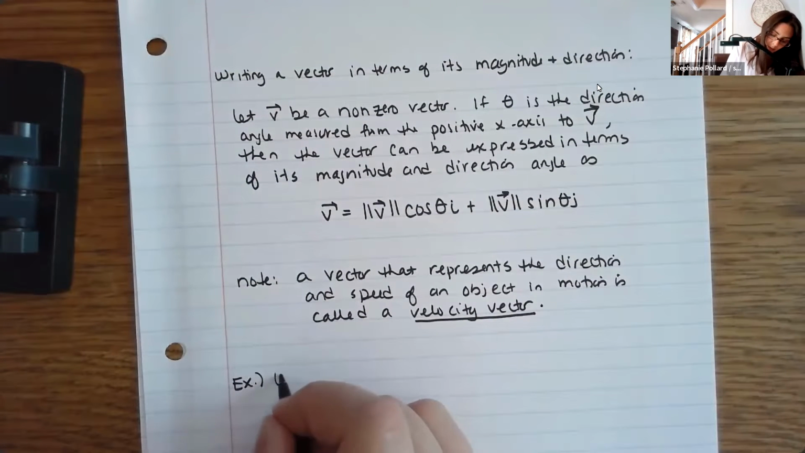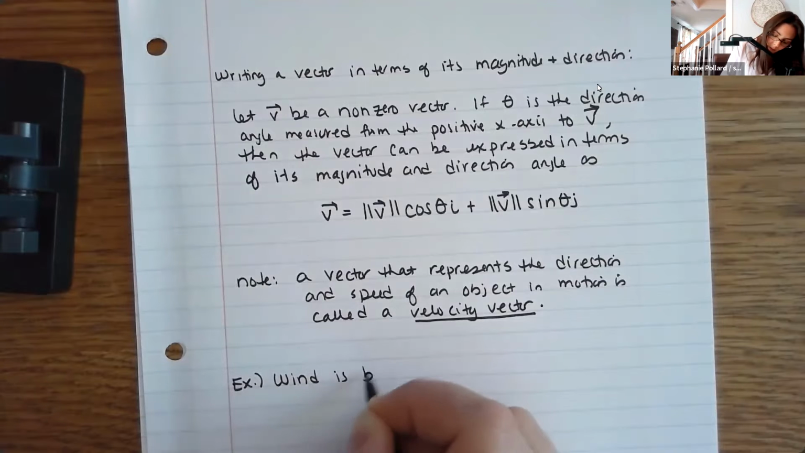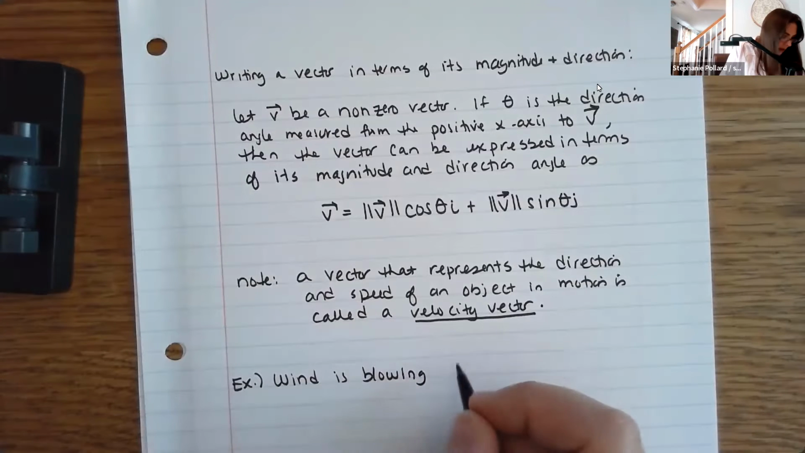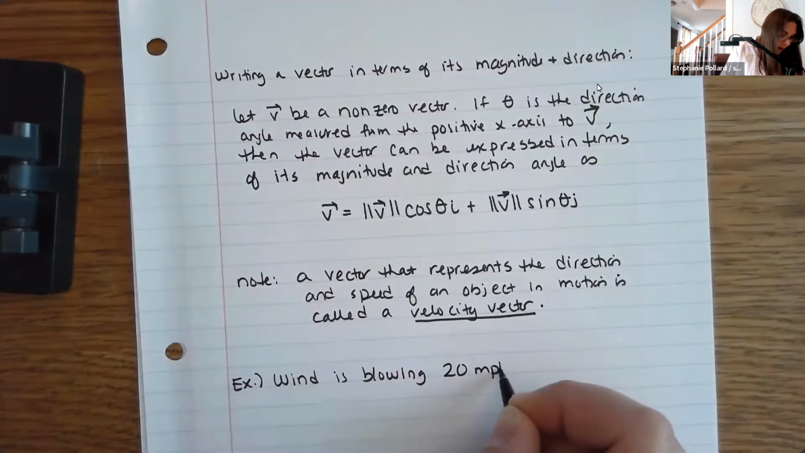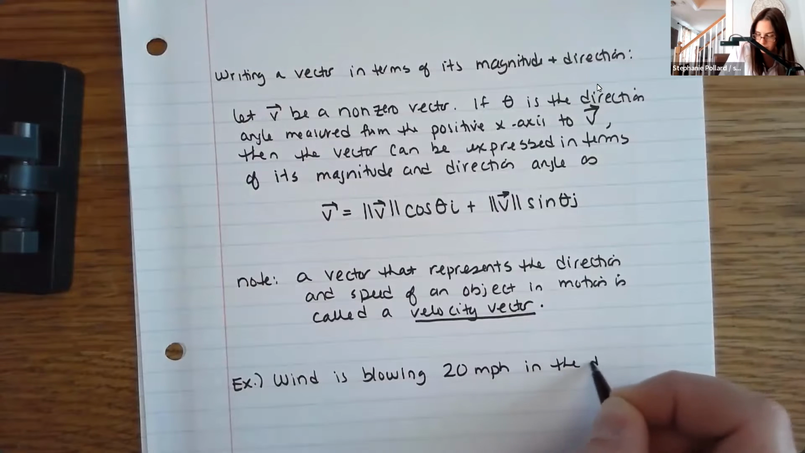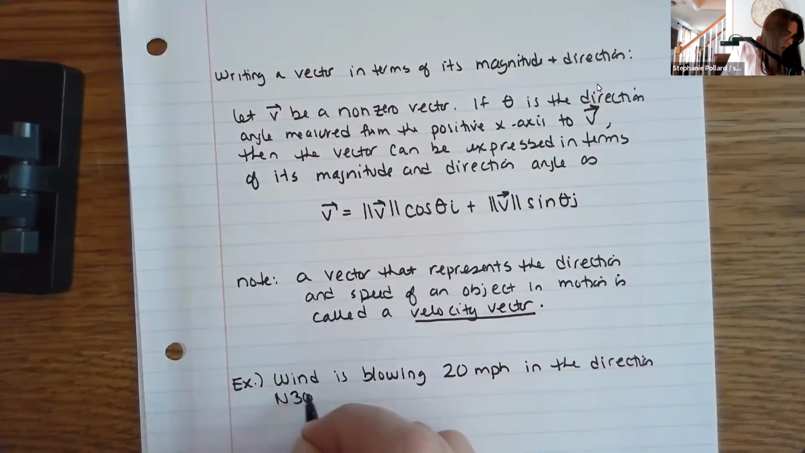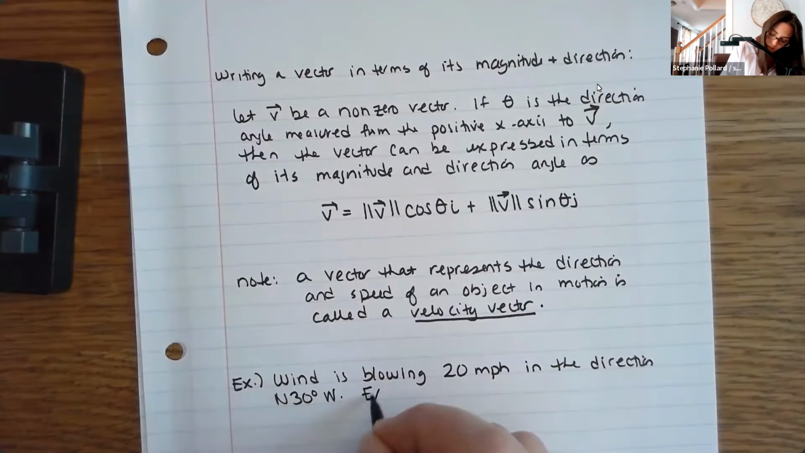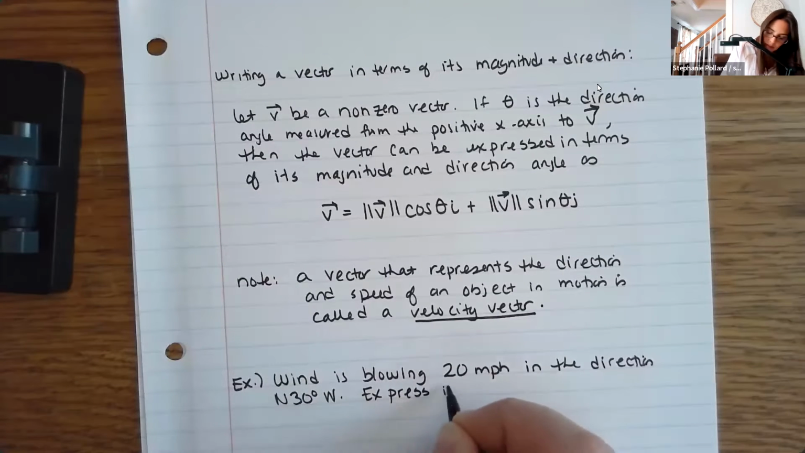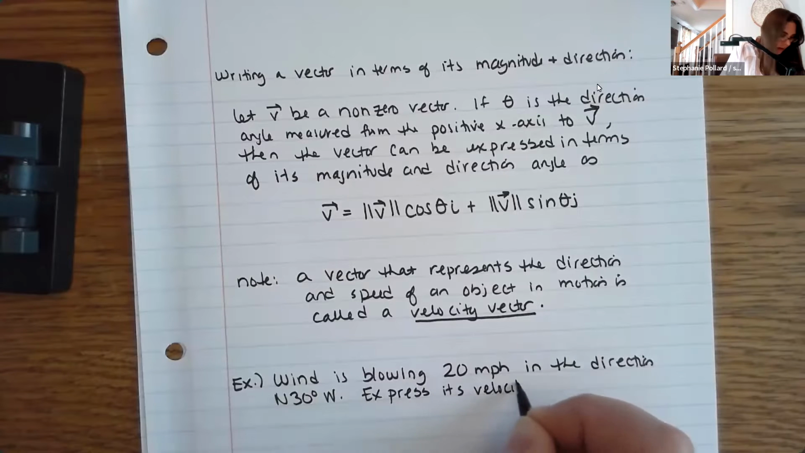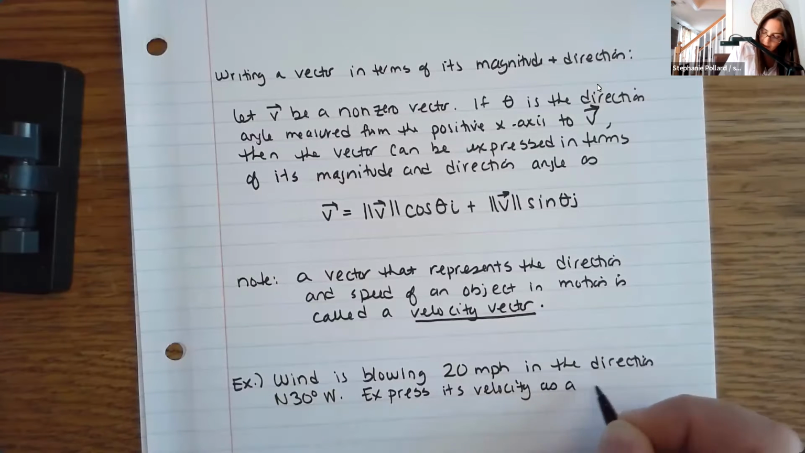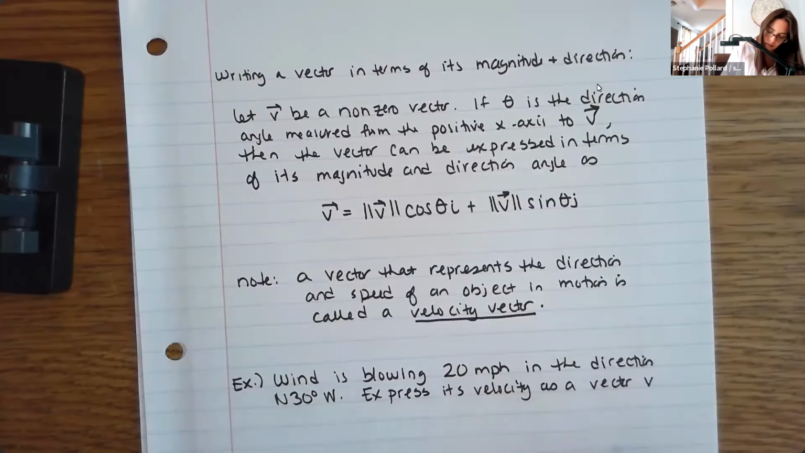So let's say that the wind is blowing at 20 miles per hour in the direction north 30 degrees west. We want to express its velocity as a vector v in terms of i and j.